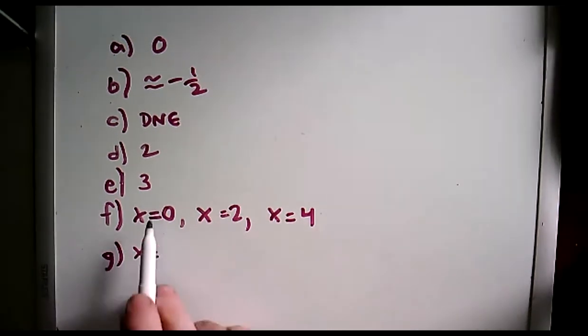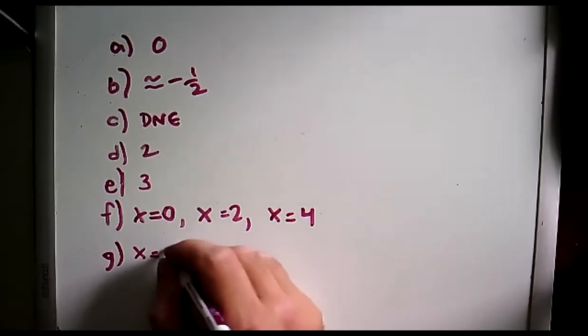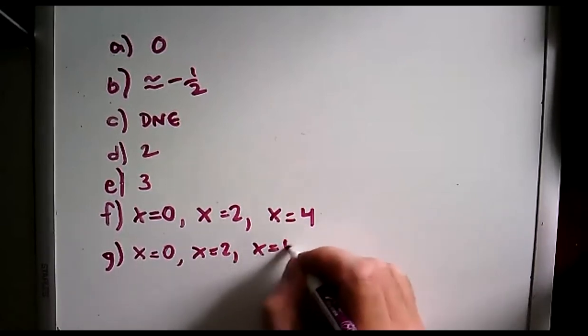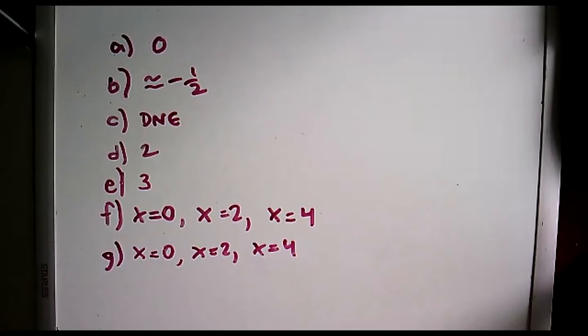So I think because the function is not continuous at these 3 points, they're definitely not differentiable either. And then looking in the graph, there are no sharp points, and these are the only discontinuities. So F and G, same answer here.